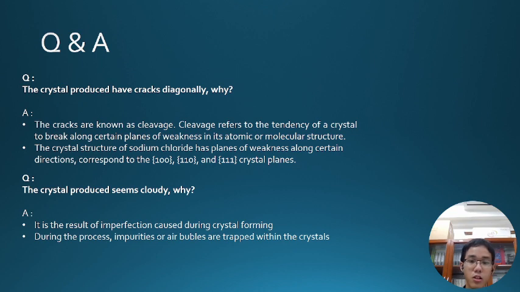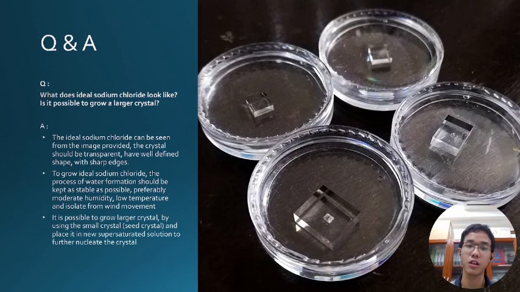Why? This is due to imperfection during the crystal growth. During the process, there may be impurities or air bubbles trapped inside the crystal, and therefore the crystal may become cloudy. The last question is, what does the ideal sodium chloride look like, and is it possible to grow a larger crystal? The ideal sodium chloride can be seen from the image provided.